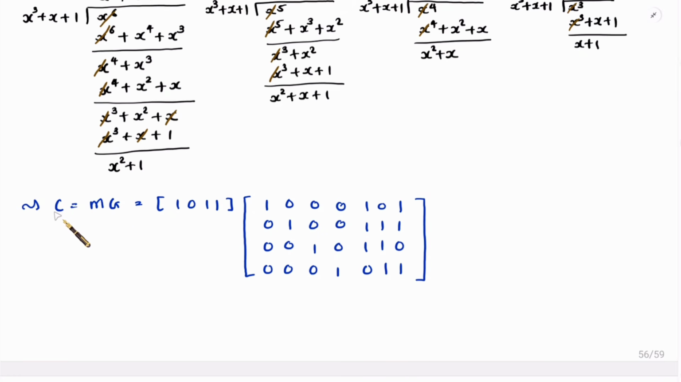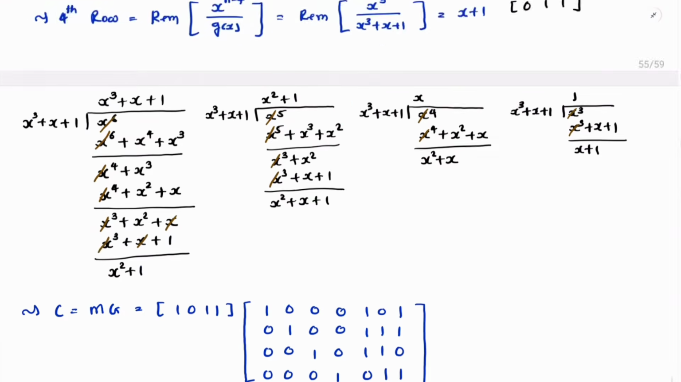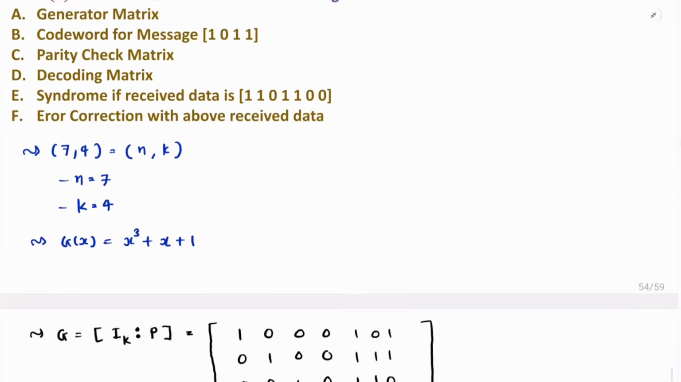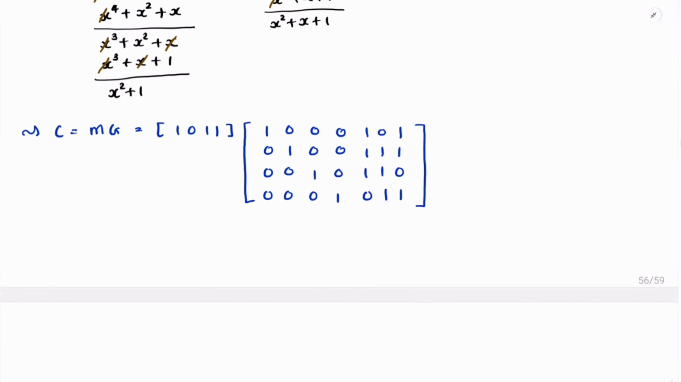Here, one thing that you need to understand, say this code word that we calculate for a systematic cyclic code. For a systematic cyclic code, when you write any code word, initially there will be message only. The reason is here we are performing multiplication of this message with this identity. So the initial 4 bits will be message only. If you multiply this with this identity, then that will be message only. Now for the last 3 bits, we need to perform this row into this column.